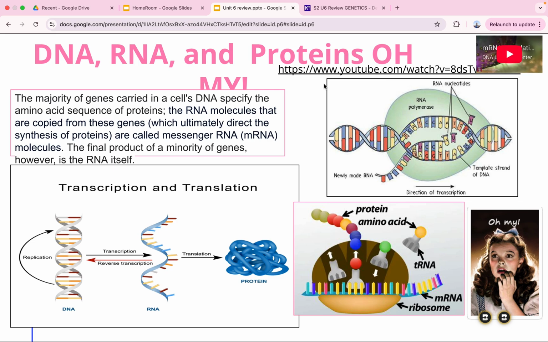Here is where you may have gotten confused during our unit on DNA and heredity, and that is with DNA, RNA, and proteins. We're going to again start with the video and then try and launch into understanding these graphics.